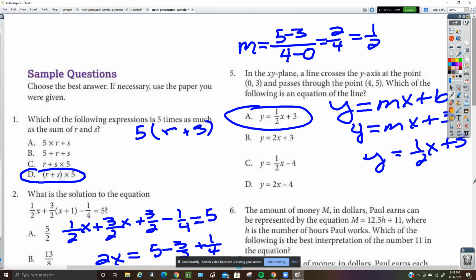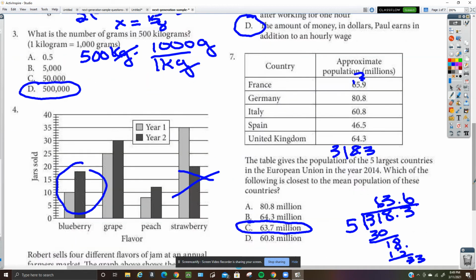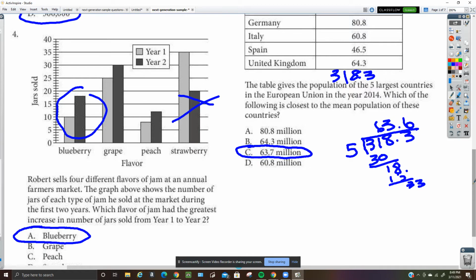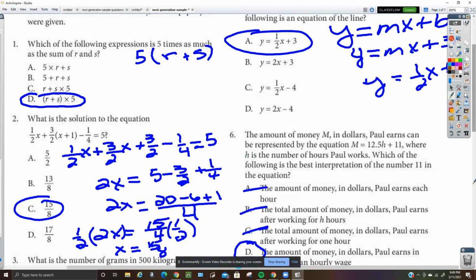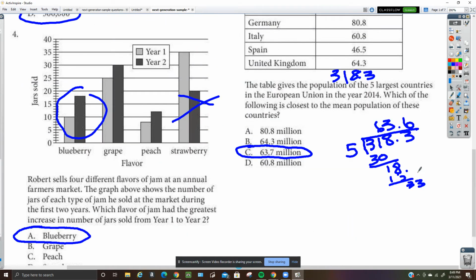It's the first 7. So number 1 is D, 2 is C, 3 is D, 4 is A, 5 is A, 6 is D, 7 is C.